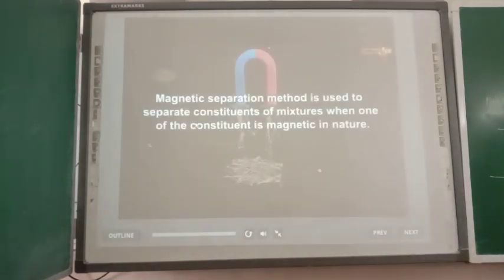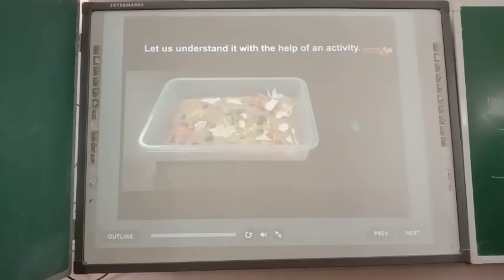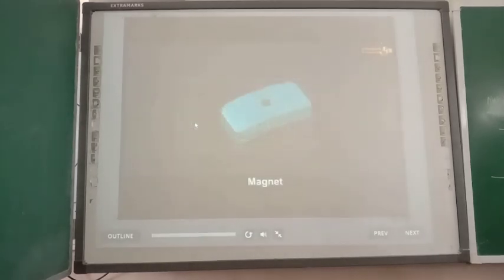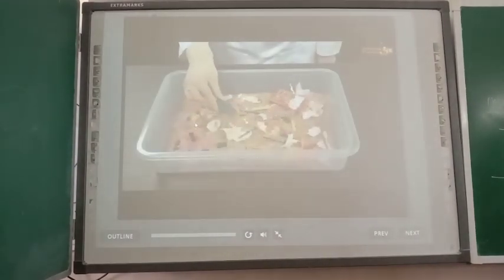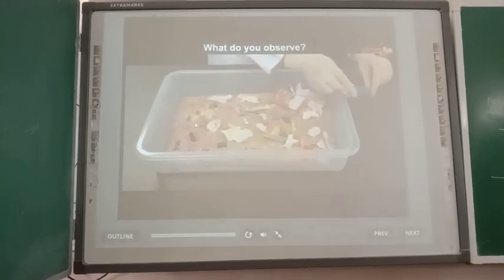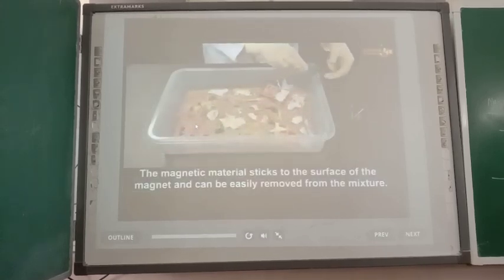Magnetic separation method is used to separate constituents of mixtures when one of the constituents is magnetic in nature. Let us understand with the help of an activity. For this, we need a magnet and a mixture. Move a magnet over the mixture. What do you observe? The magnetic material sticks to the surface of the magnet and can be easily removed from the mixture.